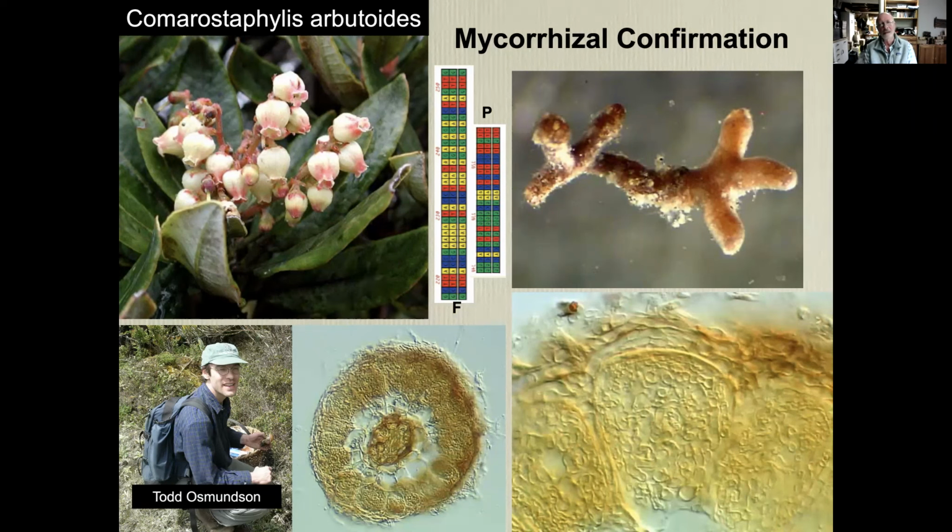So what Todd did was he sequenced DNA from the plant, he sequenced DNA from the mushroom, then he sequenced fungal DNA from the root, and he sequenced plant DNA from the root. And he took those sequences and he compared them. And as you see in those colored columns in the center there, the fungal DNA matched perfectly from root and mushroom, and the plant DNA from the root and the plant matched perfectly. So clearly it was a mycorrhizal association that had not been documented before in the subalpine of Central America.